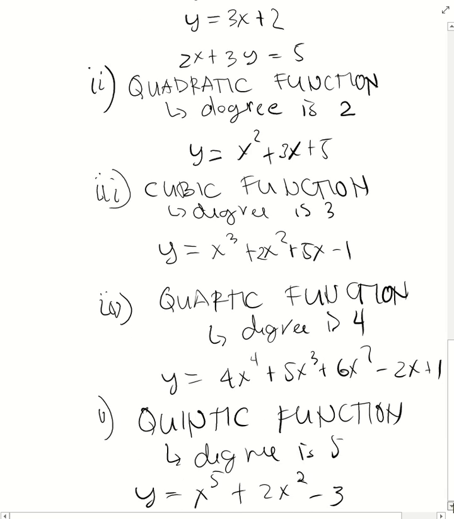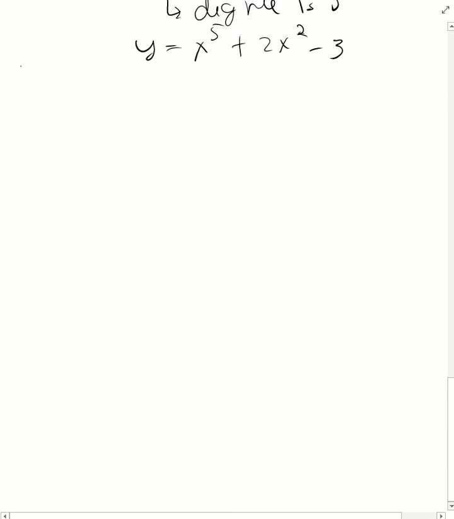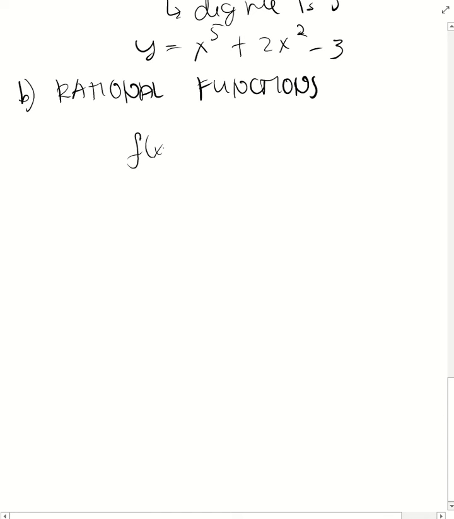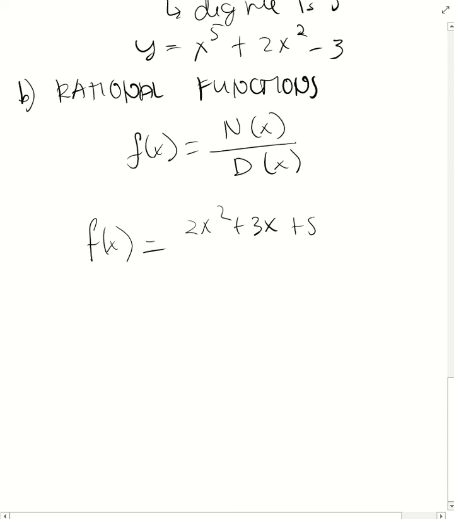Then after polynomial, still under algebraic functions, we have, letter B, rational functions. Rational functions are composed of polynomial functions, but it's a ratio between two polynomial functions, and usually we denote this as f of x equals the numerator over the denominator. The numerator is a polynomial, and the denominator is also a polynomial function. An example is f of x equals 2x squared plus 3x plus 5 divided by 2x plus 3. So this is a rational function.